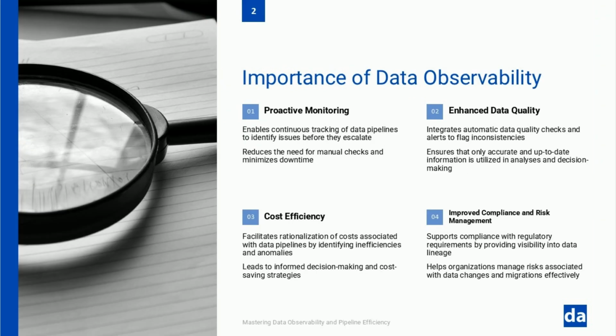Now that we understand what data observability is, let's explore why it matters so much in today's data-driven world. First, let's talk about proactive monitoring. Imagine having a system that alerts you to potential issues before they snowball into disasters. With continuous tracking, you reduce downtime and eliminate the need for those endless manual checks. It's like having a fire alarm that detects smoke before the fire gets out of hand.